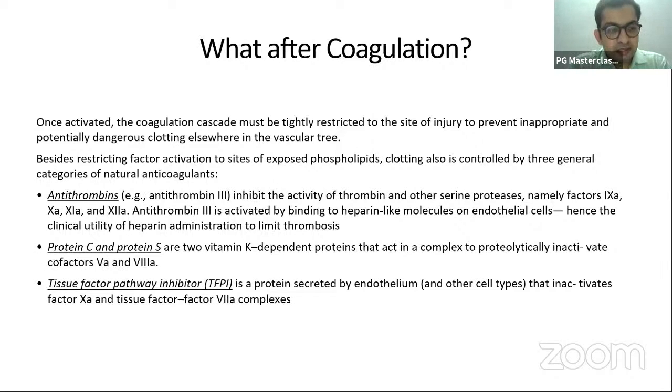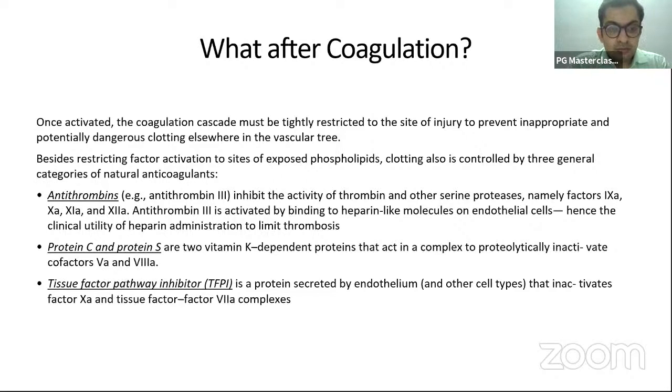Secondly, there are protein C and protein S, which are both vitamin K dependent proteins that act in a complex to proteolytically inactivate cofactors 5A and 8A respectively. They inactivate factors 5A and 8A both. Protein S acts as a cofactor in the activation of protein C.